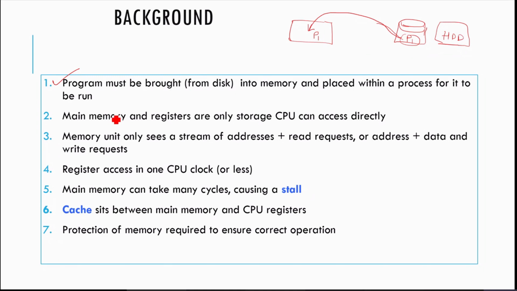Main memory and registers are the only storages the CPU can access directly. If I say the location, in the CPU or microprocessor only, you will have different registers, R1, R2, whatever registers are there, different types of registers I told you. So the CPU can directly access these, and it can access the main memory, which we call the RAM. I hope it is clear here.